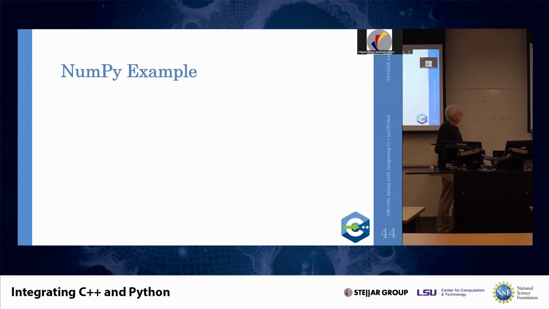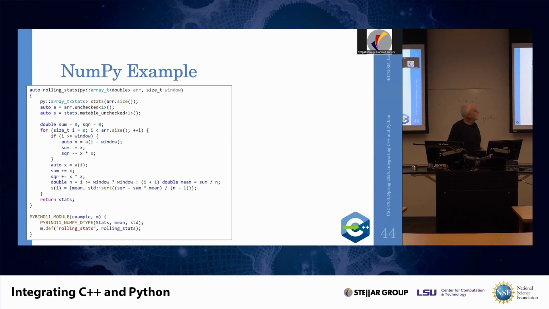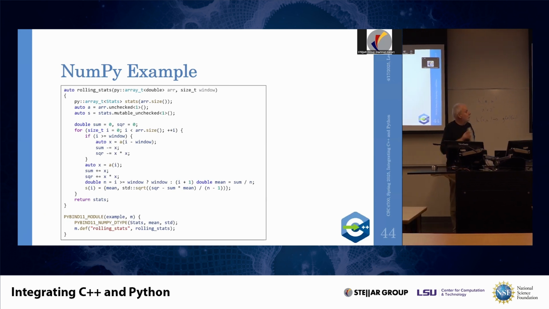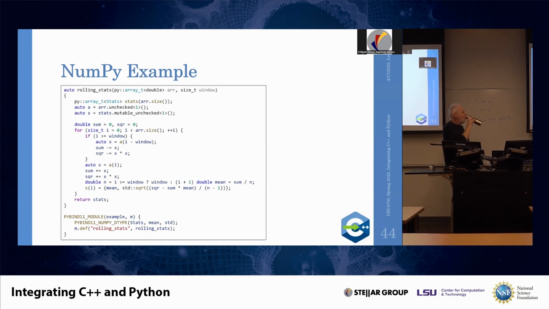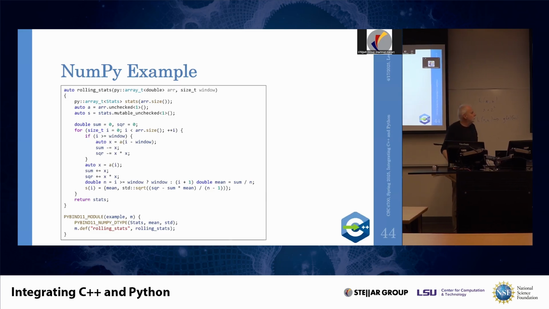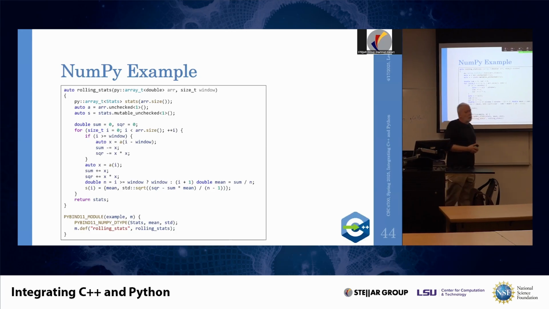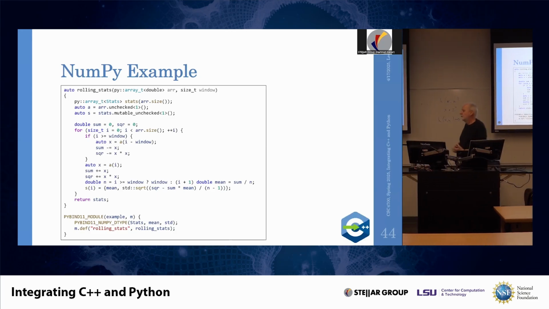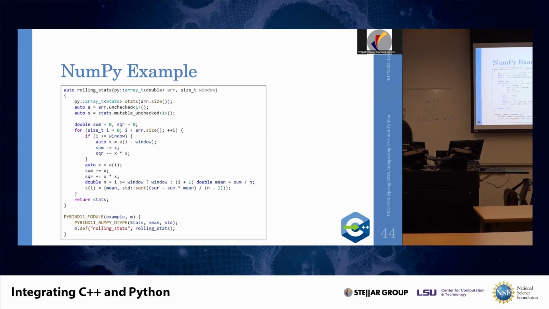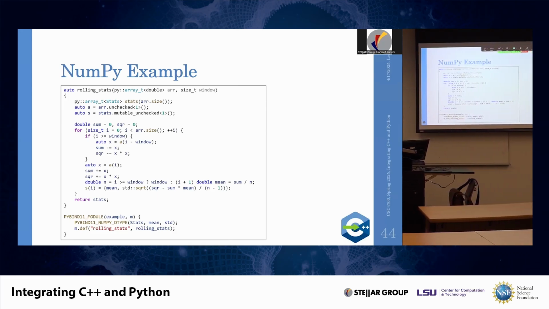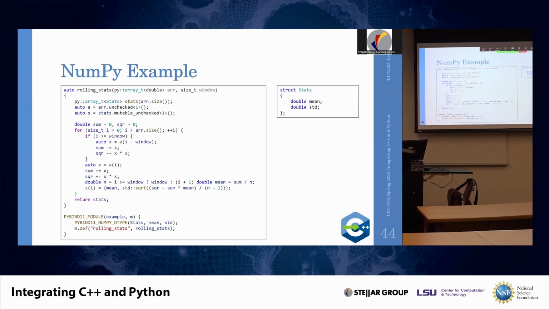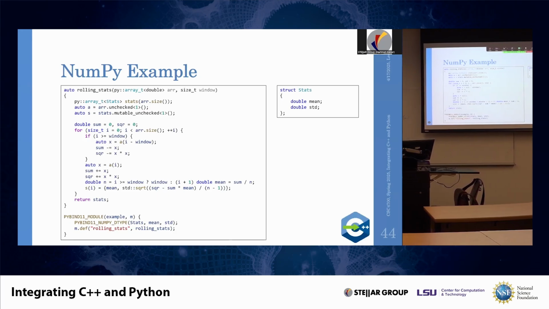Okay, last but not least, let's look at a Python NumPy example, just to convince you that it actually is beneficial to do that. What I want to do is implement a function which calculates the rolling statistics for a given array, where the statistics computed are the mean and the standard deviation.